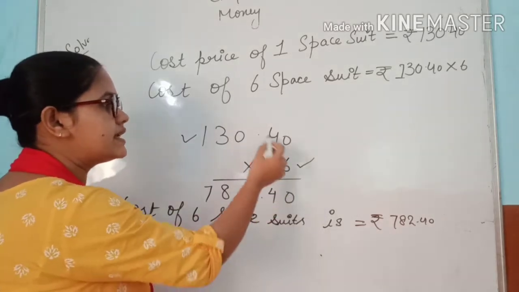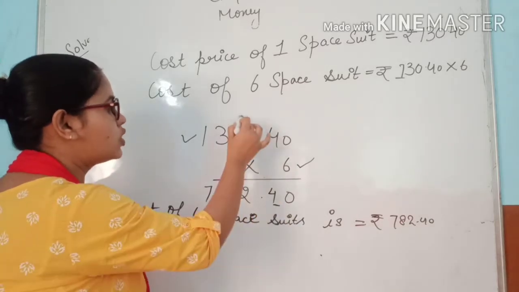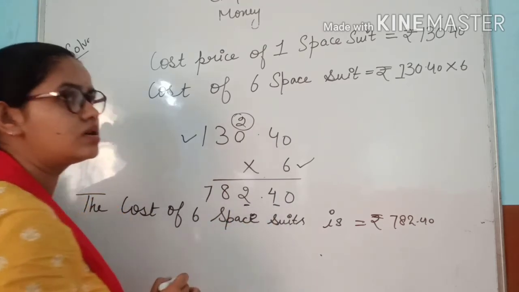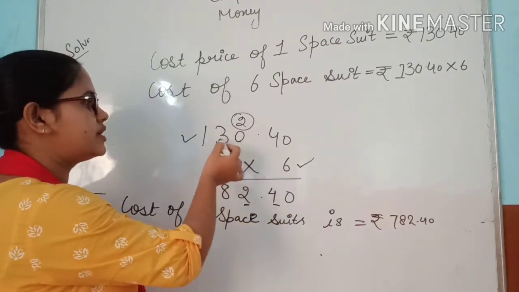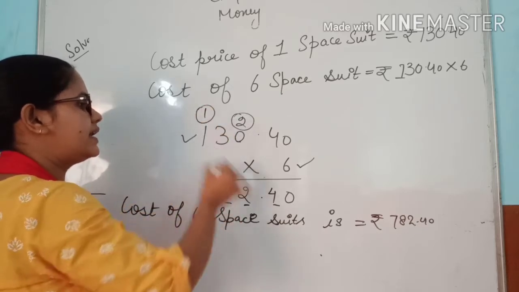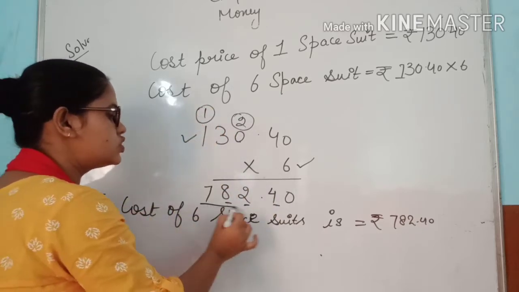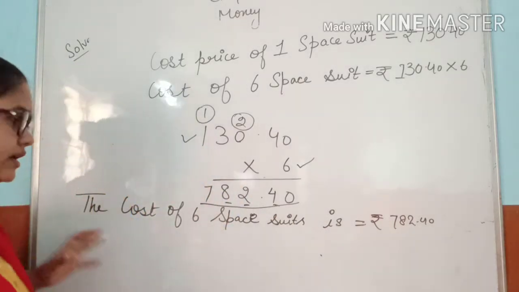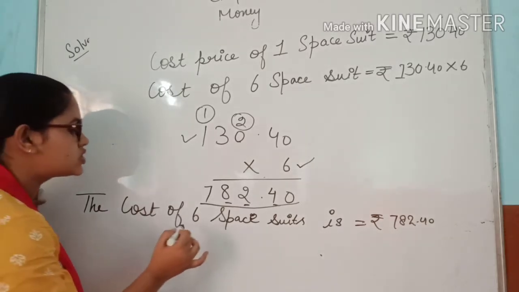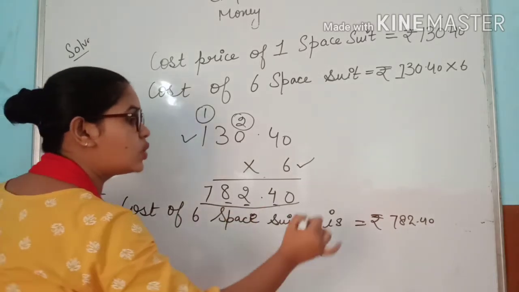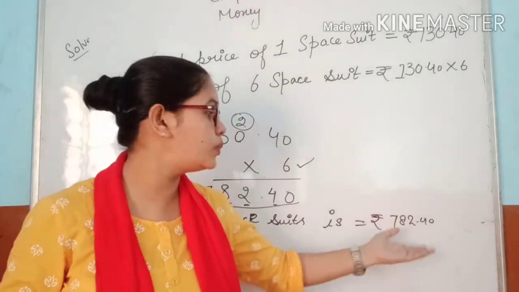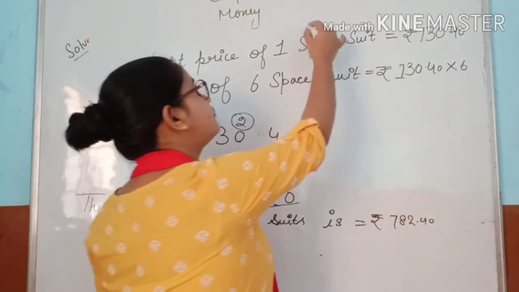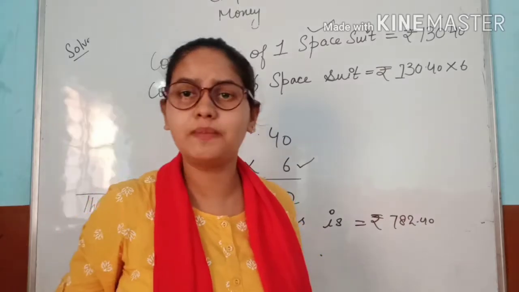6 times 0 is 0, 6 times 4 is 24, 4 will be here and 2 goes to carry. Okay, now 6 times 0 is 0, but 2 will be here, so 2 comes below. Okay, now 6 times 3 is 18, 8 will be here and 1 goes to carry. 6 times 1 is 6 and 1 is 7. So you can see very simply we have done our easy multiplication here, and what we have here, the cost of 6 space suits is rupees 782.40 paise.